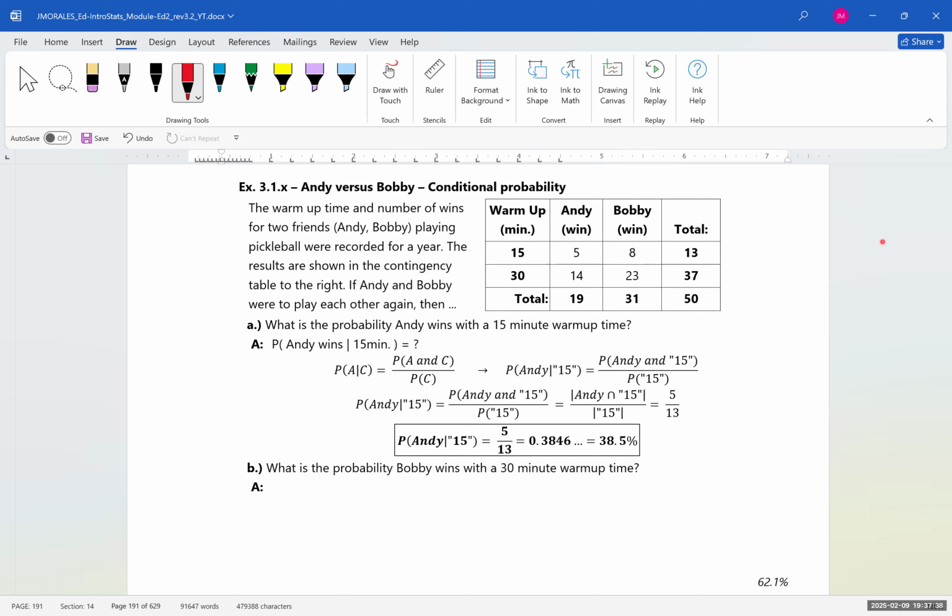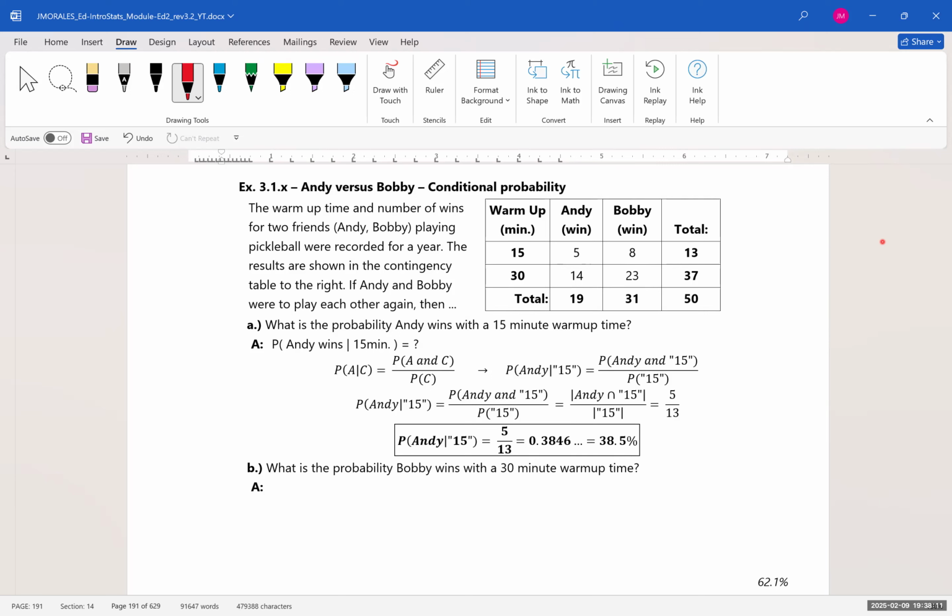All right, let's look at an example of conditional probability. This is going to be Andy versus Bobby. The warm-up time and number of wins for two friends, Andy and Bobby, playing pickleball were recorded for a year. The results are shown in the contingency table to the right. If Andy and Bobby were to play each other again, then what is the probability that Andy wins with a 15-minute warm-up time?